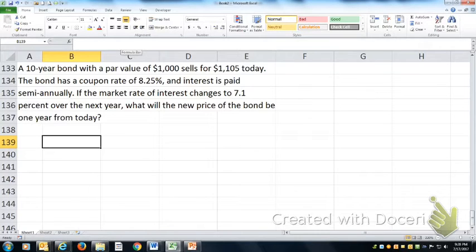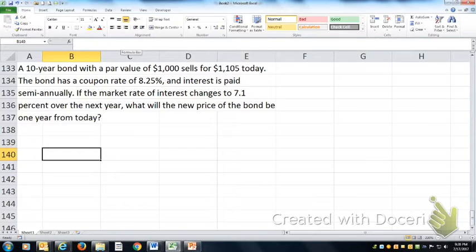Alright, in this problem you're given a 10-year bond that has a par value of $1,000 and is selling for $1,105 today. The bond has a coupon rate of 8.25%. Interest is paid semi-annually. And we're told that if the market rate of interest changes to 7.1% over the next year, what's the new price going to be for the bond 1 year from today?